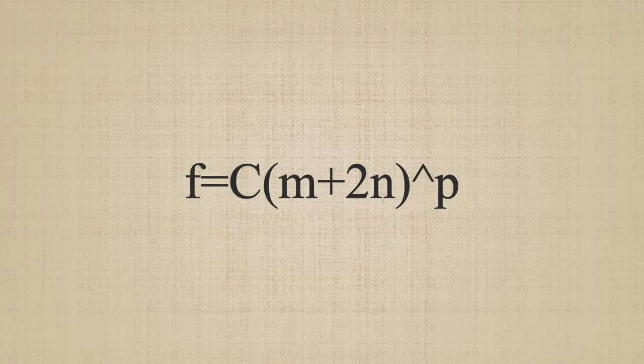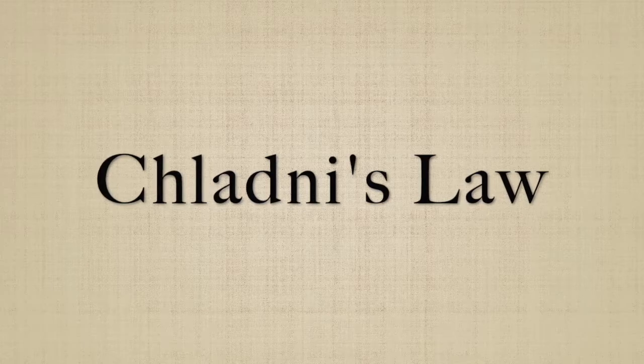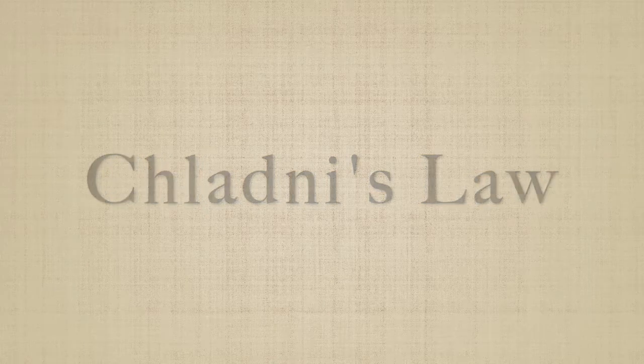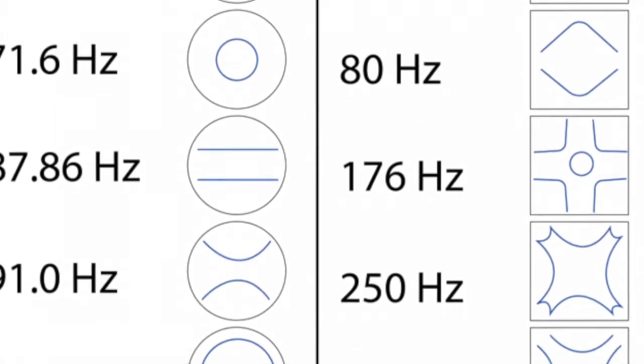F represents the frequency of modes of vibration for a flat circular surface with fixed center. C and p are coefficients which depend on the properties of the plate. M is the number of linear nodes, and N is the number of radial nodes. This equation is known as Chladni's law, and the frequency is positively proportional to the number of nodes. We can see that the more nodes it has, the more complex the figure will be.